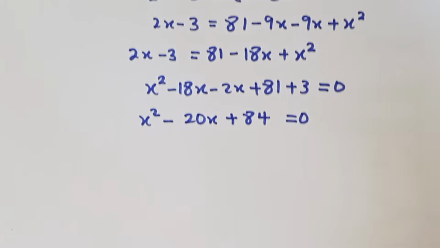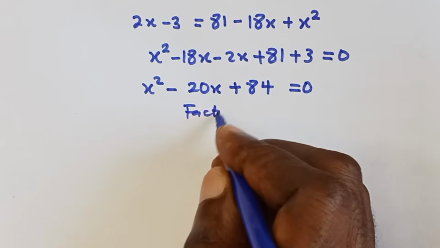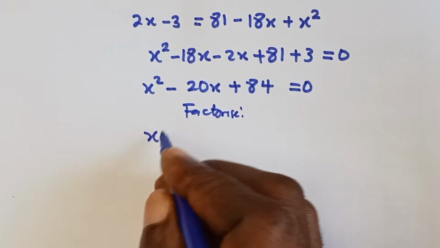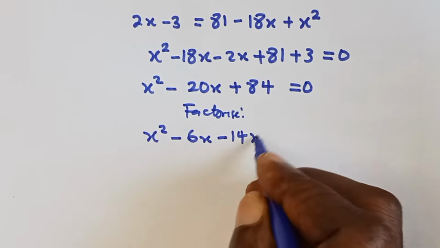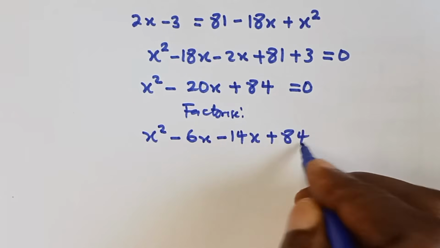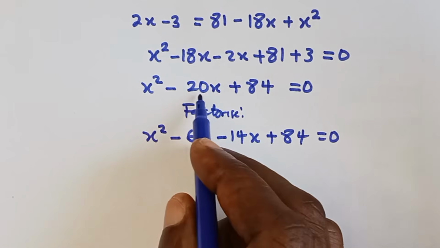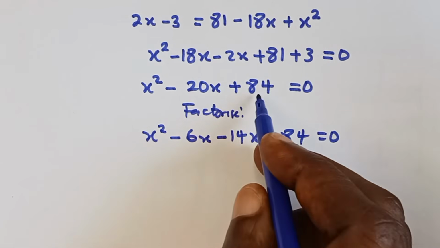Right, so let's factorize this. When we factorize, we have x squared minus 6x minus 14x plus 84 equals 0, because minus 6 minus 14 will give minus 20, and minus 6 times minus 14 will give plus 84.